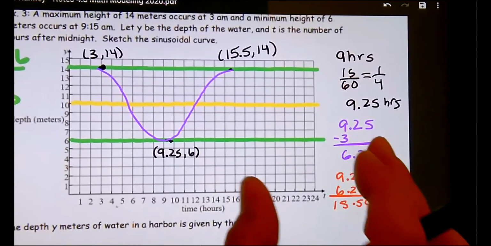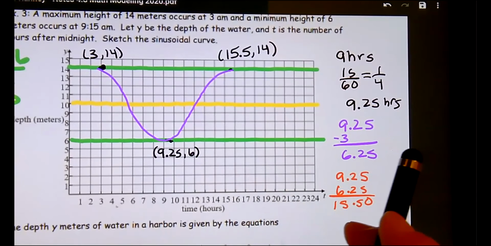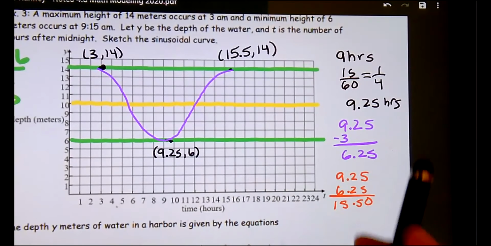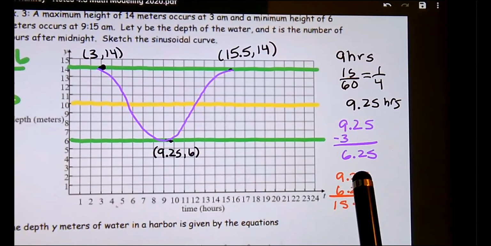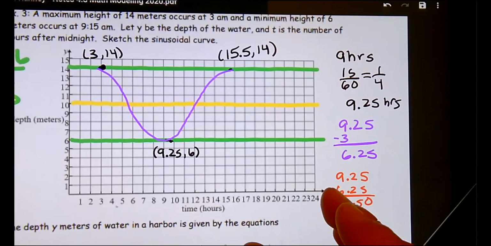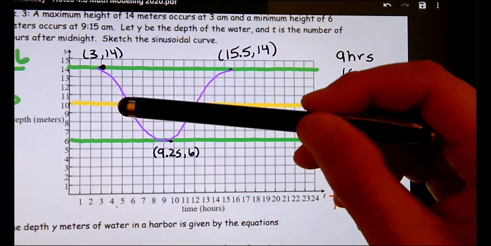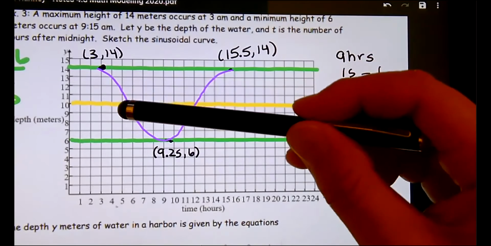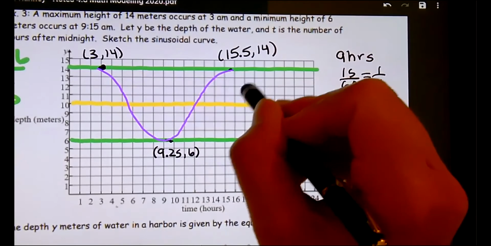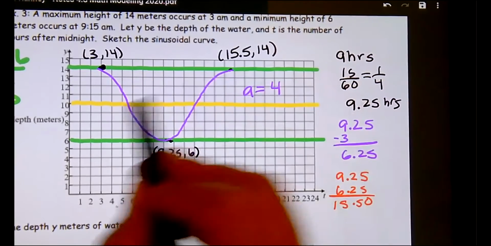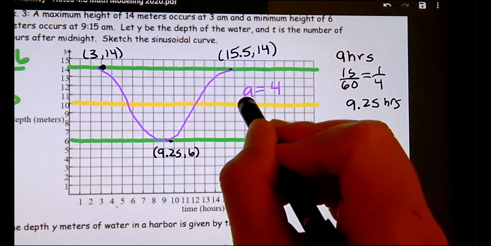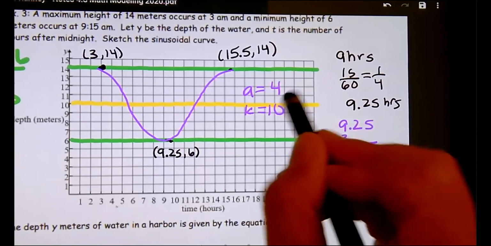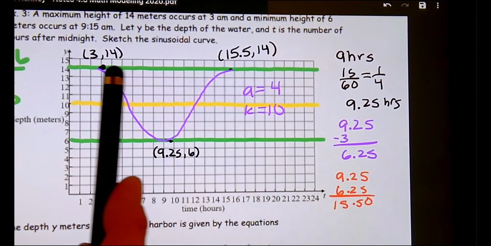So now for this, I want to find all the pieces. I know my A, it's 10 to 14, so my A is going to be 4. I know my K is going to be 10. I know I'm starting here at 3.